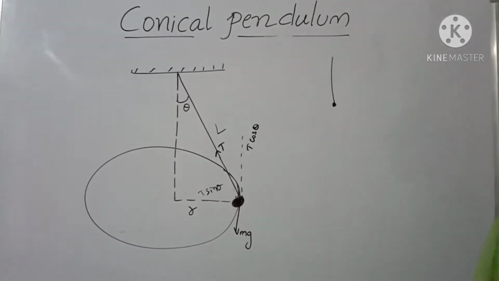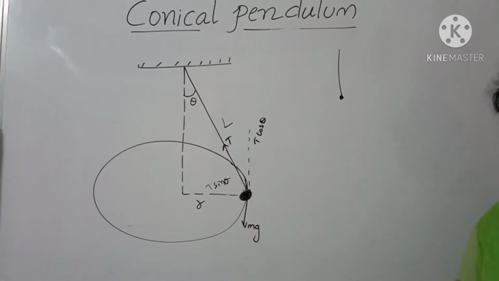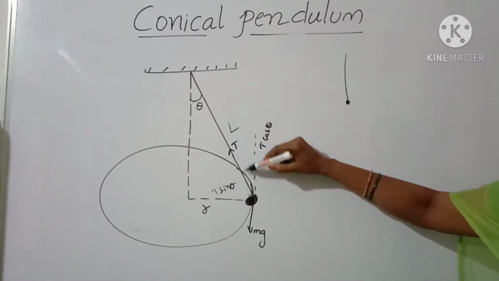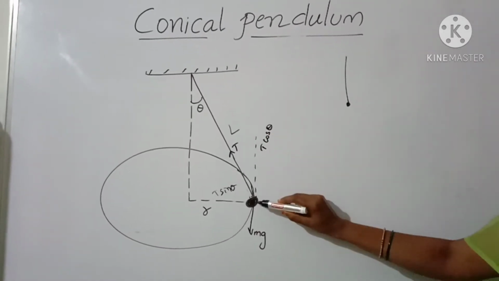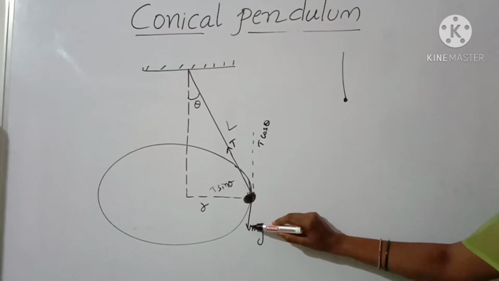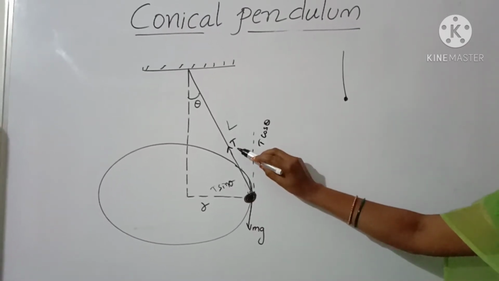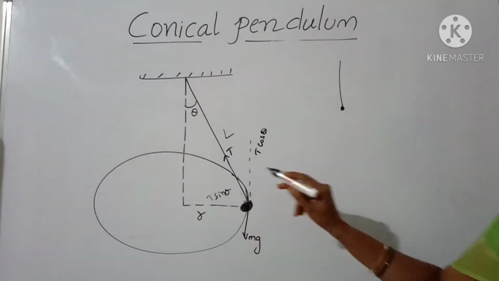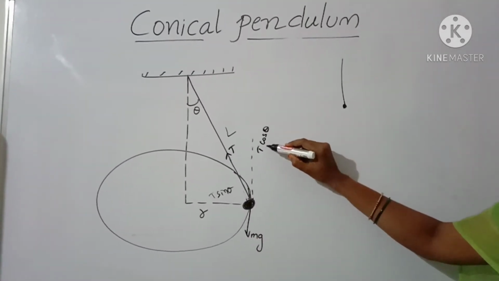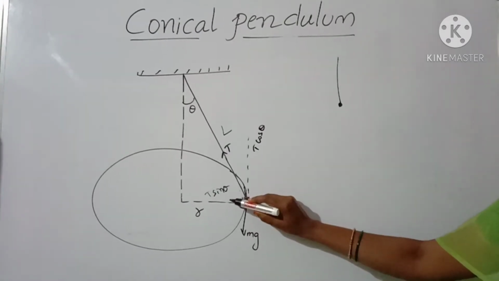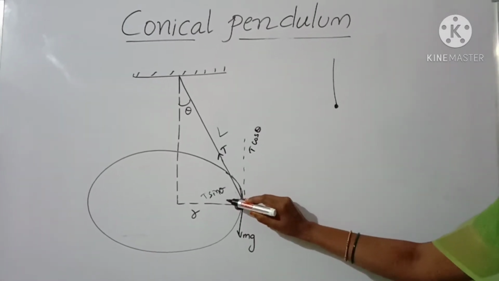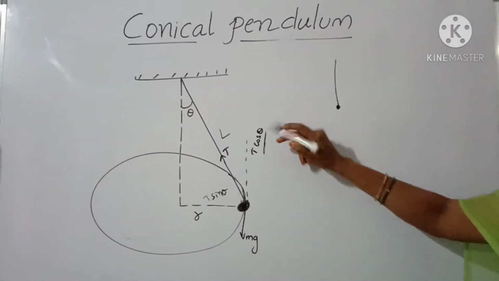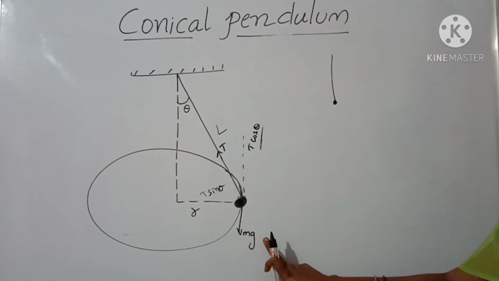Let us see the free body diagram. Free body diagram means how many forces are acting here. The tension is acting along the string and the weight of the body is acting in the downward direction. Next, there are components of tension, vertical and horizontal. So how can we write this? T cos theta is the vertical component and T sin theta is the horizontal component. The vertical component balances the weight of the body.